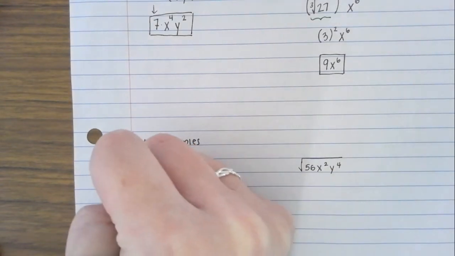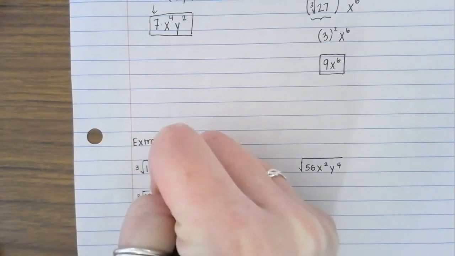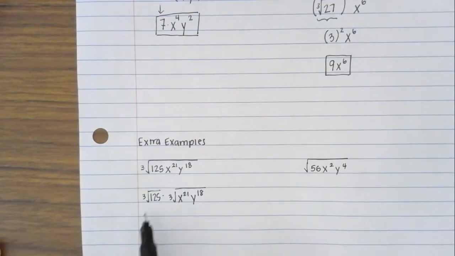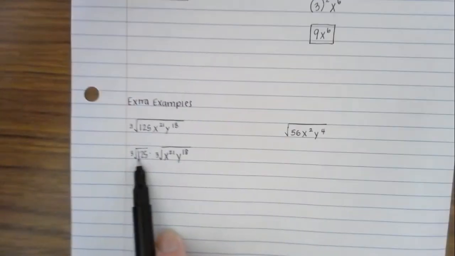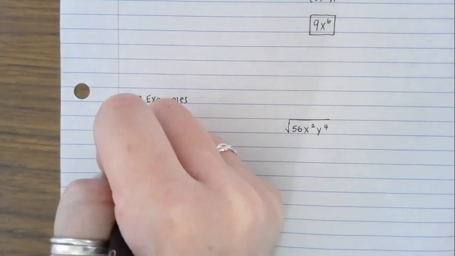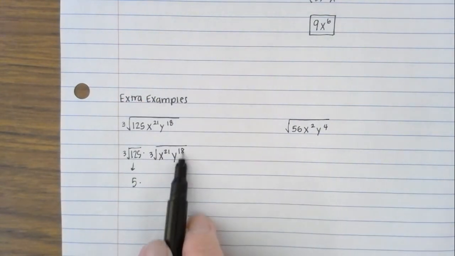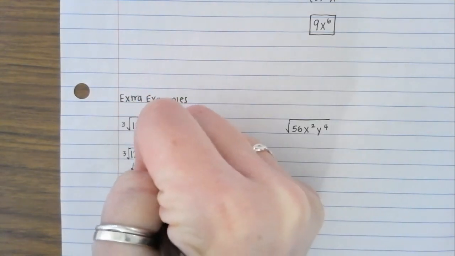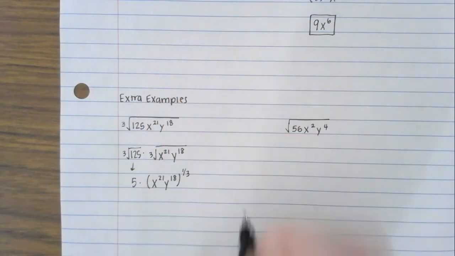So I'm going to rewrite this as the cubed root of 125 times the cubed root of x to the 21 y to the 18th. And the reason that it's helpful to do this is because now I can easily take the cubed root of 125, which should be 5. And then I'm going to do the same thing that I did in example number 3. I'm going to rewrite this quantity as a fractional exponent. So I'm going to take x to the 21, y to the 18th, and raise this to the 1/3 power, because it's all underneath a cubed root, so that's equivalent to 1/3.